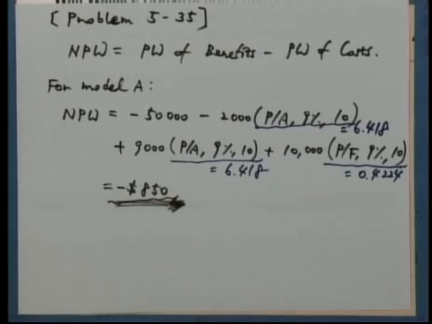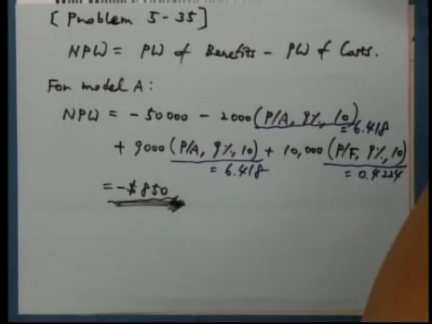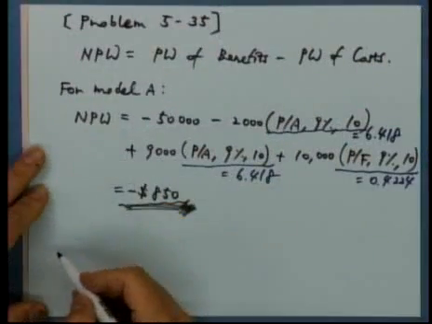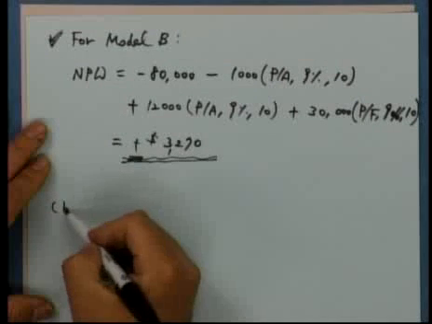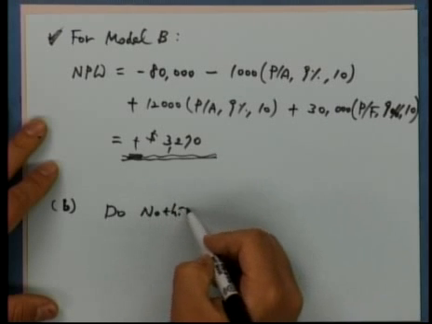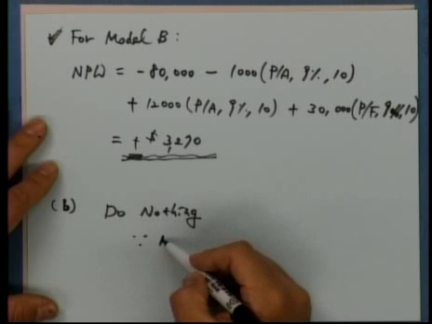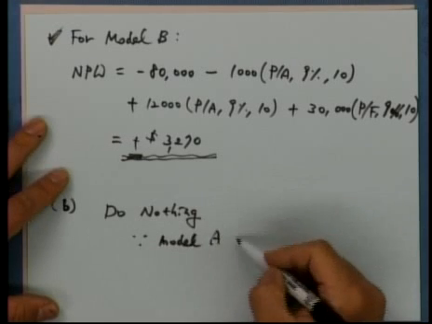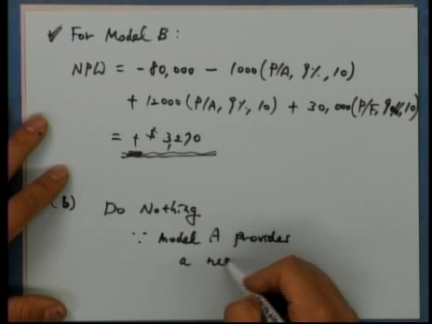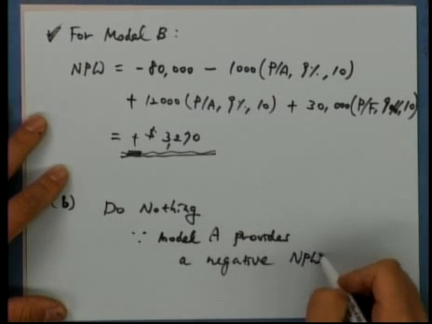Okay? So if Model B is not available, it's better to do nothing. Okay? Because Model A provides negative net present worth. Okay? So for question B, I would do nothing, because Model A provides a negative net present worth. Okay?